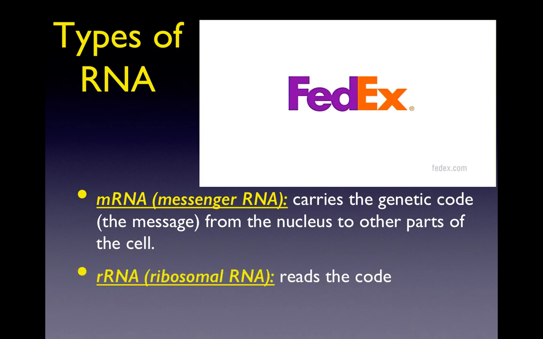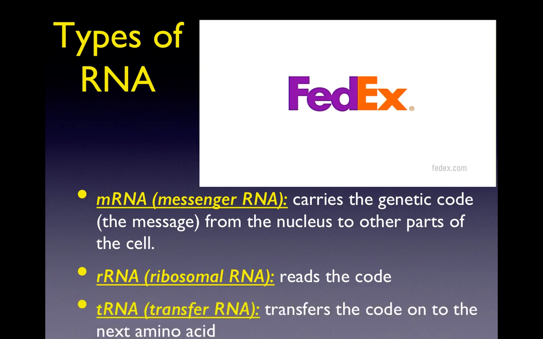Ribosomal RNA, or rRNA, is actually what's going to read the code. So we're going to take the message from mRNA and it's going to read the code. Next we have tRNA, or transfer RNA. What it's going to do is transfer the code onto the next amino acid.